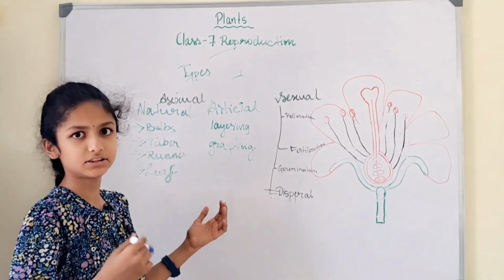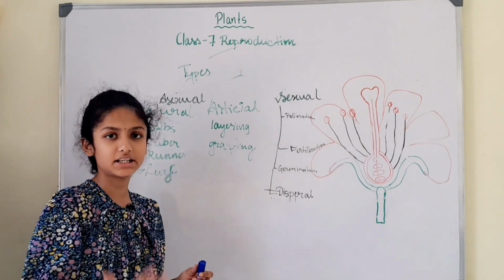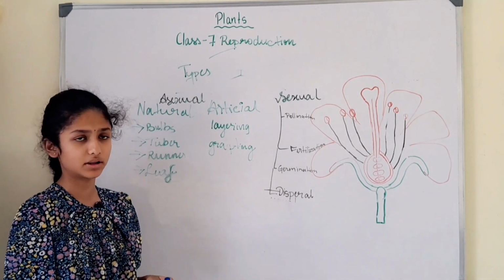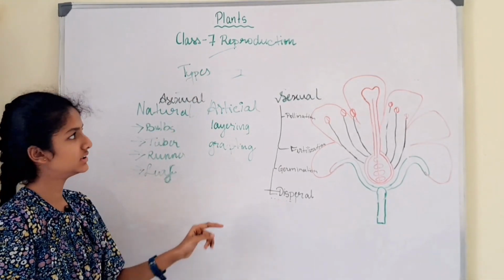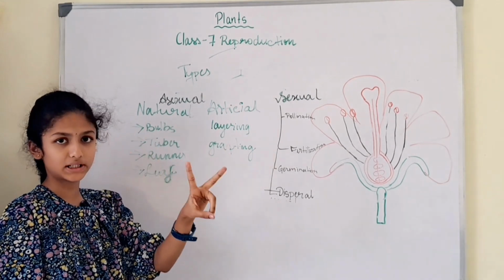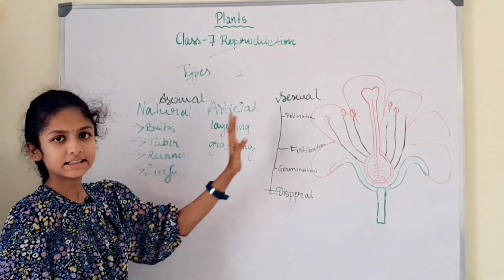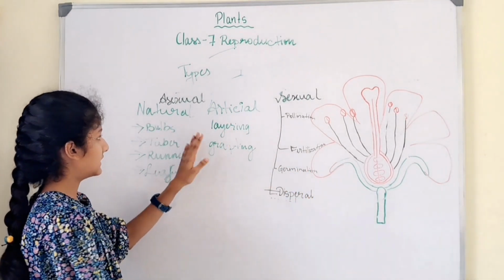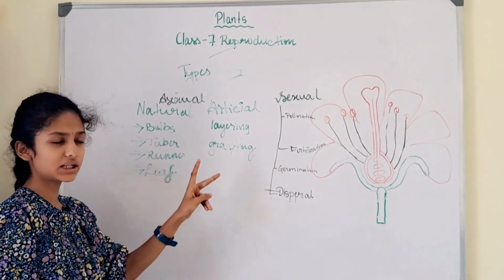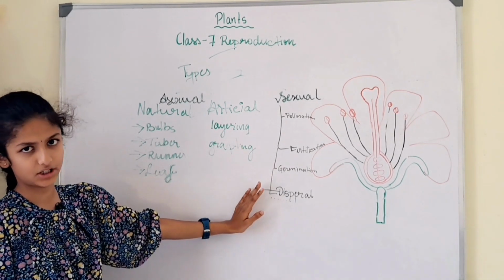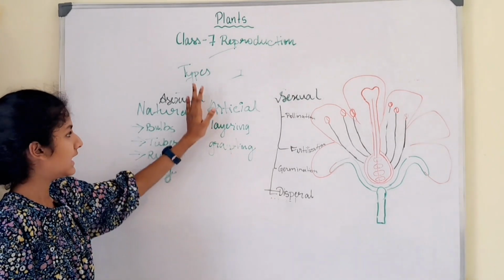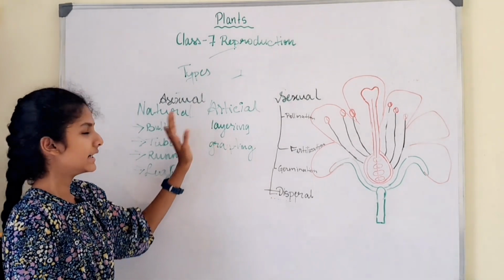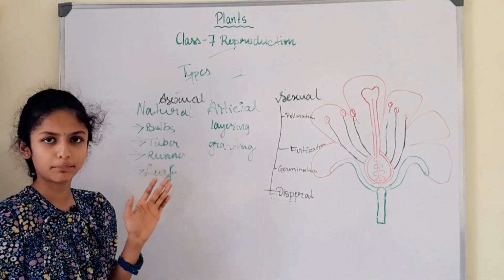When plants need to grow, they have to keep their generation or their organism on earth. So they have to reproduce. In reproduction, there are 2 types: asexual reproduction and sexual reproduction. In asexual reproduction, again there are 2 types, natural and artificial. First, let us start with asexual reproduction. It is also known as vegetative propagation.